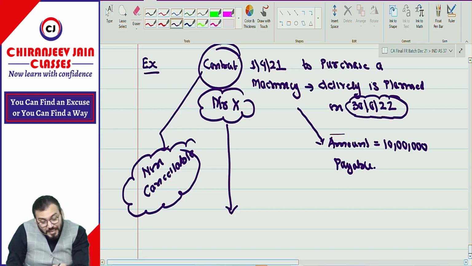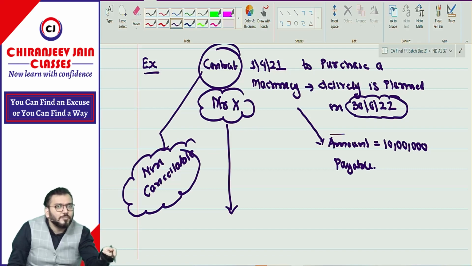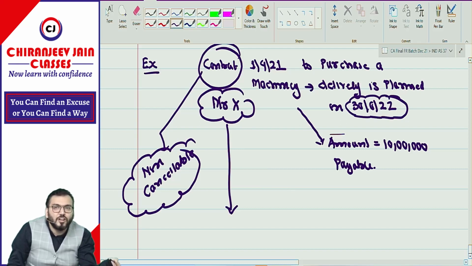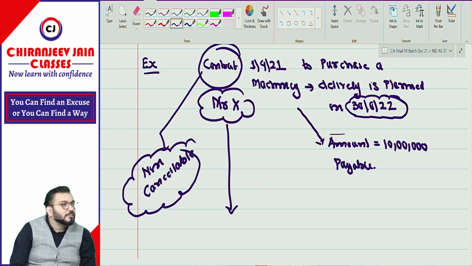Correct? Even though it is an agreed contract, do we do accounting from the point of view of agreement or from the point of view of substance? Substance over form, that is, apply accounting treatment based on actual happening, not based on the legal document. There may be a contract, but from the contract point of view, we never do accounting. We do accounting from the point of view of substance. And the substance is that actually the machinery has not yet been delivered, so there is no obligation to pay. There is no obligation to pay. So for an executory contract, what is not applicable? Ind AS 37 is not applicable.